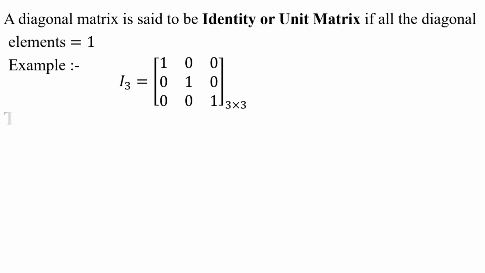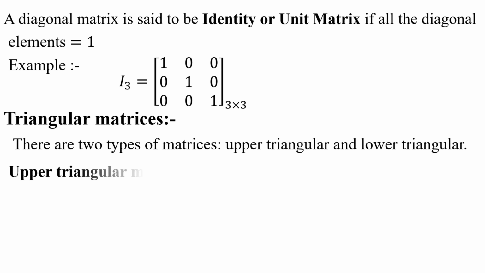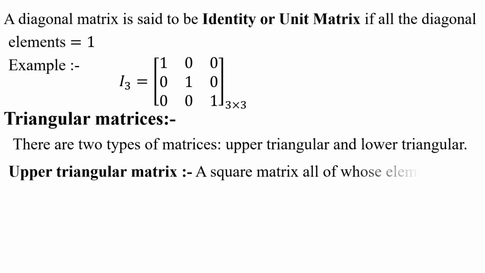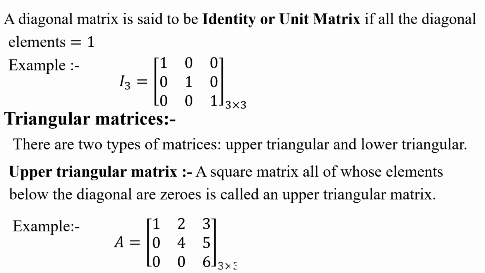Triangular matrices. Basically, there are 2 types of triangular matrices, an upper triangular matrix and a lower triangular matrix. A square matrix, all of whose elements below the diagonal are zeros, is called an upper triangular matrix. You can see in the example that these are the diagonal elements and all the elements below the diagonal are zeros and only the elements above the diagonal are present. Here, upper elements are present, so this is an upper triangular matrix.